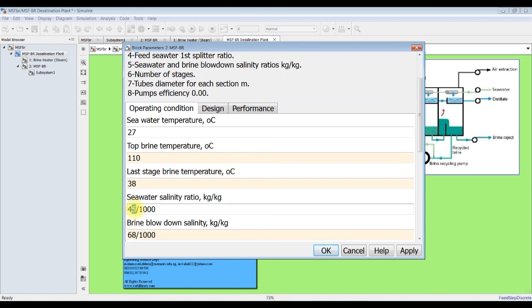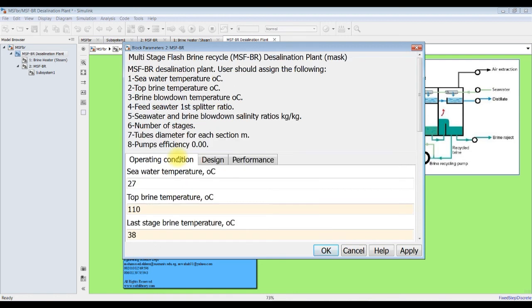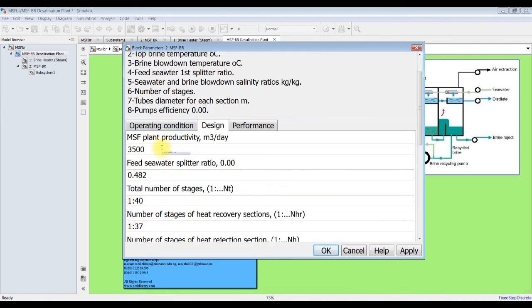45 is suitable for the Gulf area. Let it be 42,000 ppm, suitable for the Mediterranean Sea for design. Yes, for the design aspect, we are going to assign the productivity of the plant. Let it be 5,000 meter cube per day.